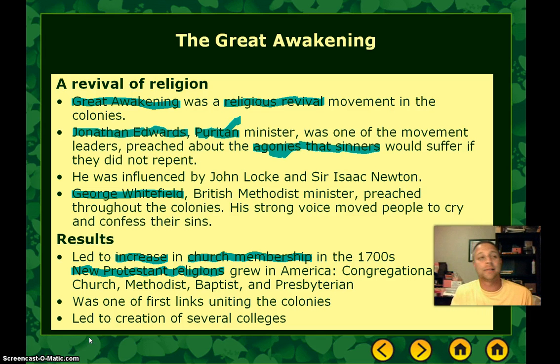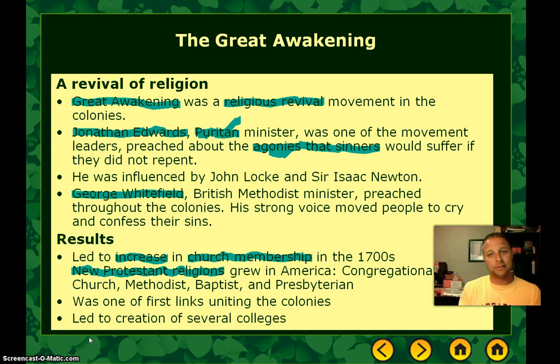But however it was done, the Great Awakening and all the different preachers that preached for revival led to a massive increase in church membership in the 1700s. Lots of new Protestant religions began to grow. You had Methodism, Baptist, Presbyterianism had been there from the beginning, but you had the growth of lots of different types of faiths throughout the colonies.